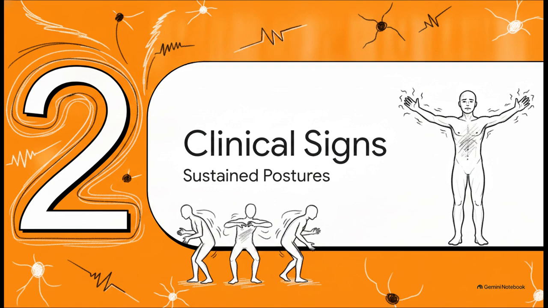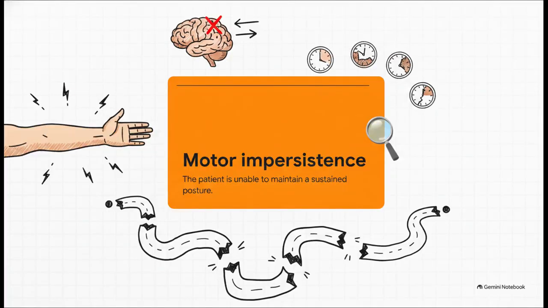From the specific grip of the hands, we're going to move to our next set of clinical signs, the challenge of sustained postures. This brings us to a formal, absolutely essential medical term, motor impersistence. Dr. Danish notes that the patient is fundamentally unable to maintain a sustained posture. Think about what that really means for a second. If you tell your arm to stay straight out in front of you, your brain is sending this continuous, sustained signal to your muscles saying, hey, hold the line. But in our patient, that continuous signal just breaks down. The motor command simply cannot persist.